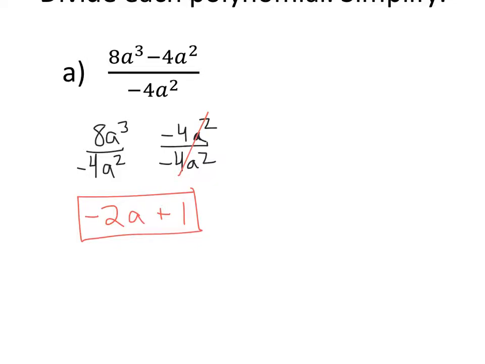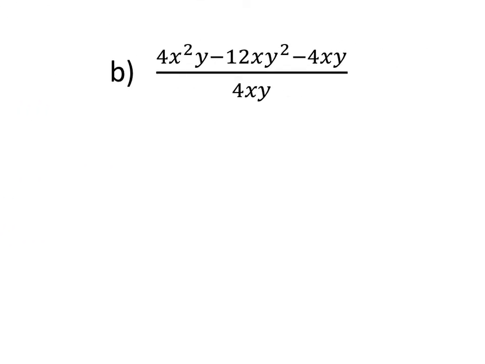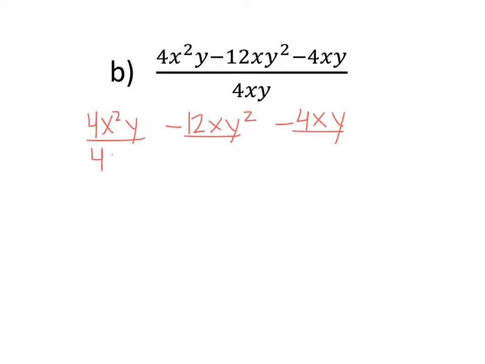Let's take a look at B. This time I have three terms: 4x squared y, negative 12xy squared, and negative 4xy. I'm going to put each term over that denominator, 4xy.